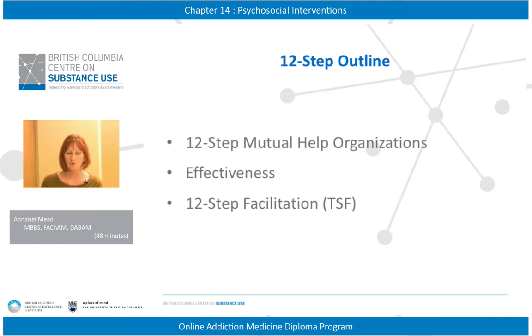12-step mutual help organisations are very widespread, Alcoholics Anonymous being the most common. AA is an international organisation of recovering alcoholics that offers emotional support through self-help groups and a model of abstinence for people recovering from alcohol dependence, typically using a 12-step approach. We'll take a look at the effectiveness of such programs and a little more about 12-step facilitation and what that means.